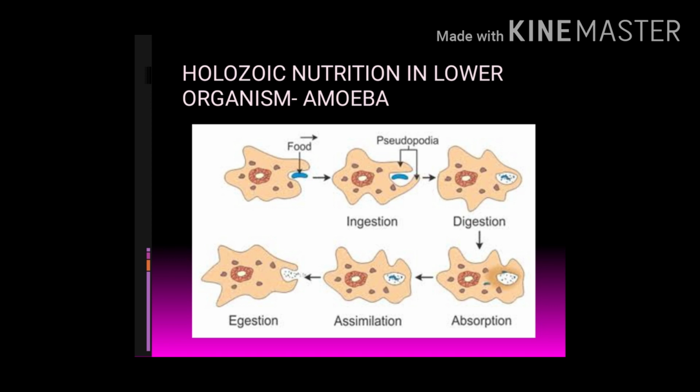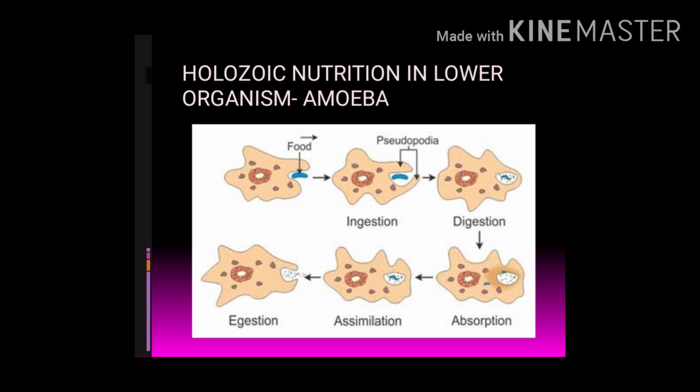Next step, assimilation. It is the process of obtaining energy from the absorbed food molecules. And the last step, egestion, the process of expelling undigested food by rupturing the cell membrane. These are the various steps in nutrition in amoeba.